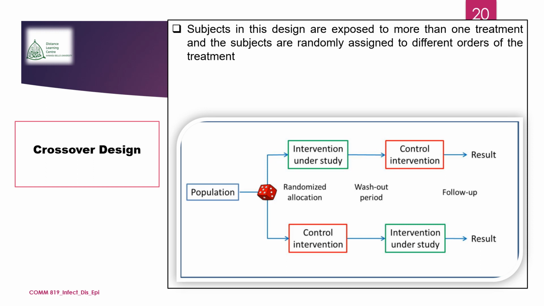Another type of experimental analytic design is the crossover design. Here the subjects in this design are exposed to more than one treatment, and the subjects are randomly assigned to different orders of the treatment. Like this is your population. First you randomly allocate them into the intervention under study and the control intervention.